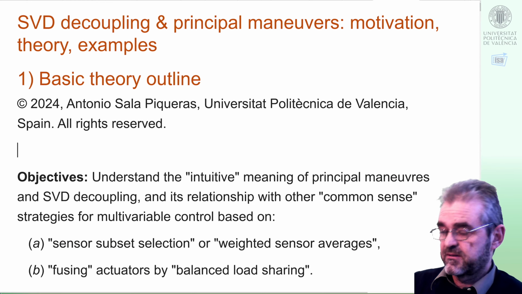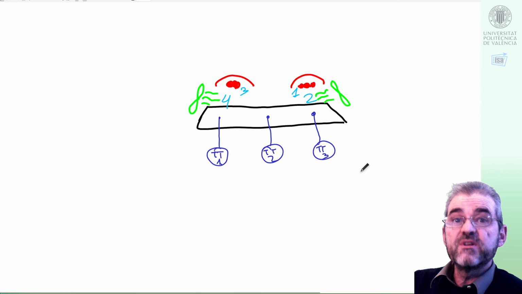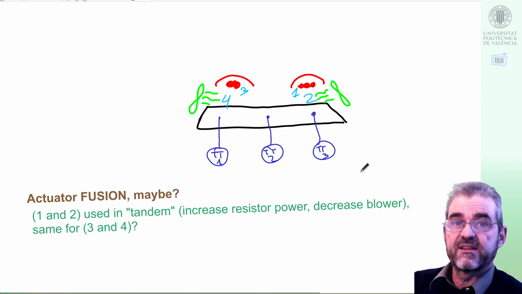In particular, there are some principal maneuvers that are intuitively related to a process like this, in which we have two resistors in red, two blowers blowing cold air in green, and three thermocouples. We may think of actuator fusion, in which 1 and 2 are operated together, because increasing resistor power and decreasing blower intensity is kind of the same.